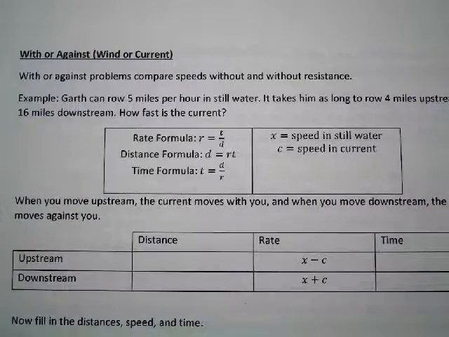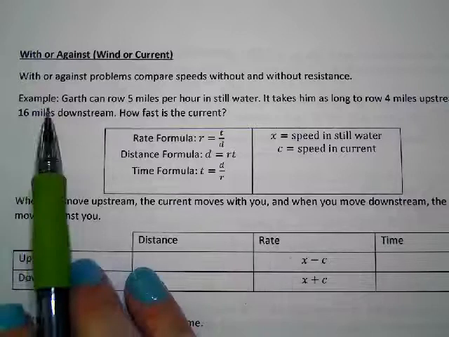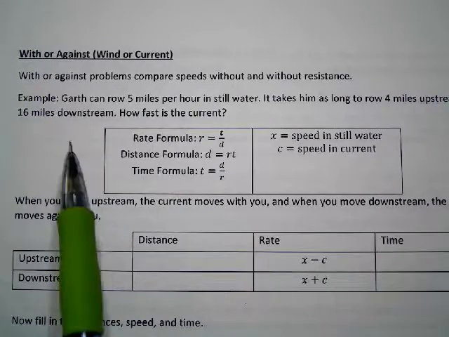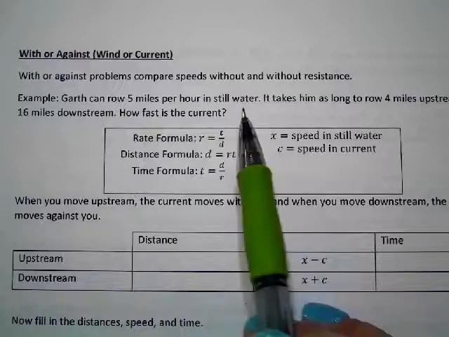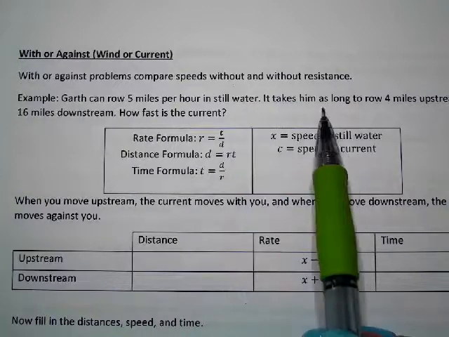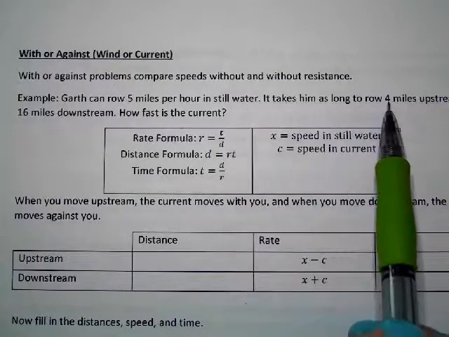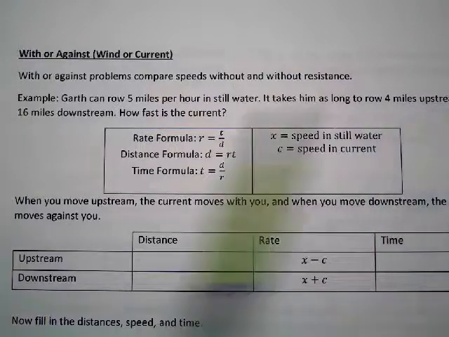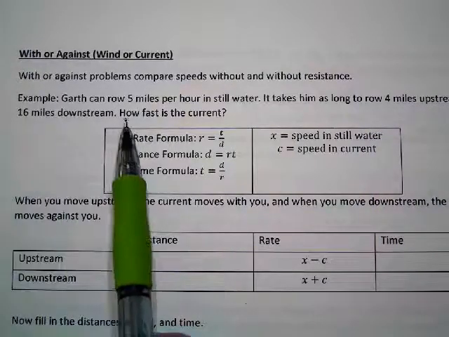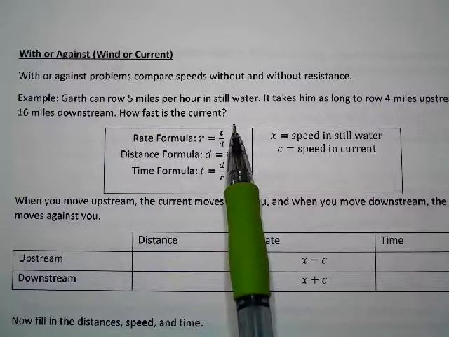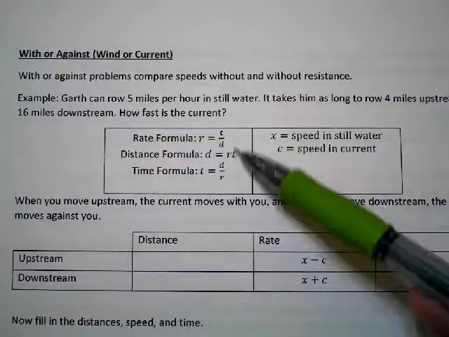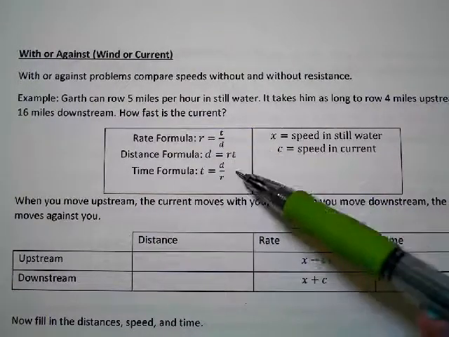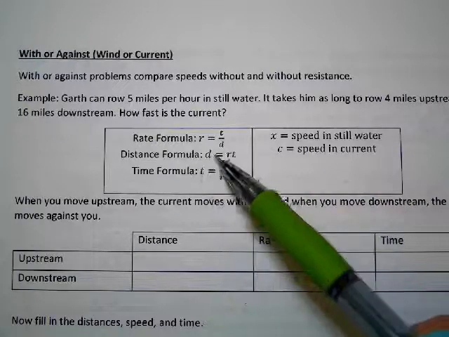All right, so for example, Garth can row 5 miles per hour in still water. It takes him as long to row 4 miles upstream as 16 miles downstream. How fast is the current? So these are some variations of common formulas that we're going to work with. The primary formula is distance is rate times time.